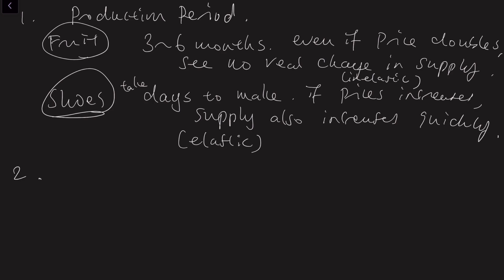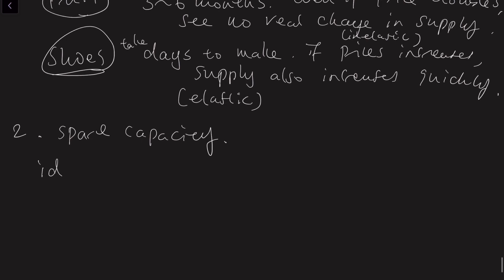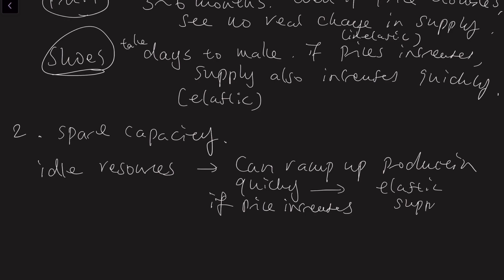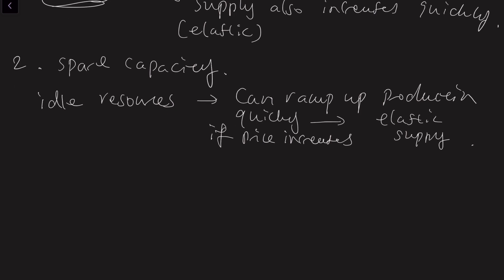Second factor, spare capacity. So if there are lots of idle resources, you can ramp up production quickly. If price increases, you have an elastic supply. And conversely, if there are no idle resources, you can't really do much to increase your supply. So you have inelastic supply.